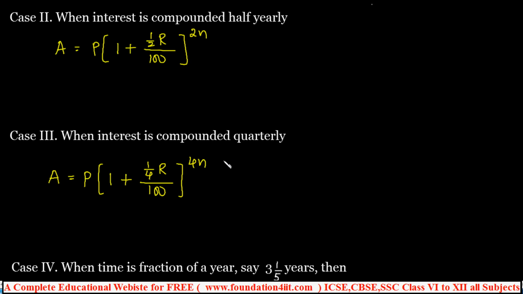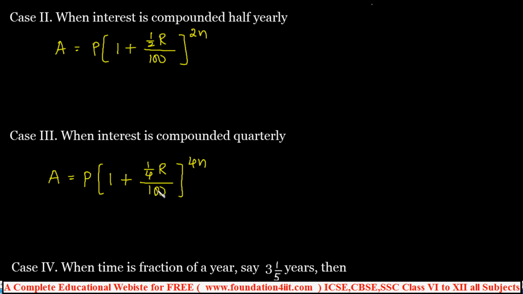That's it. When you see in a compound interest problem that interest is compounded quarterly, if you see the word, you go for this formula: 1 by 4 into R. Don't memorize it by heart, just understand the concept clearly here. A is equal to P into 1 plus 1 by 4 R by 100, whole power 4n. Same, R is the rate of interest per year as well. N is the number of years.